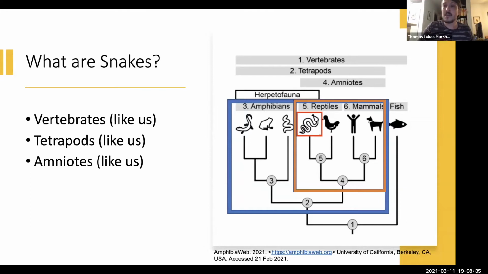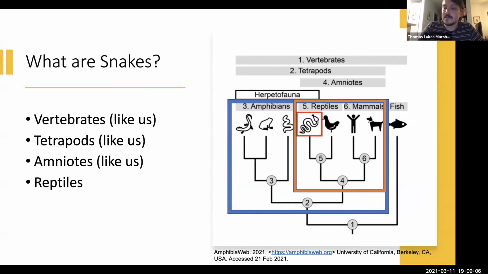So at this point, we diverged in our evolutionary history, and snakes are unique from mammals like humans in that they're reptiles, and they are related to other reptile groups like birds, which is kind of an interesting fact. We don't often think about birds as being reptiles, but in terms of what other organisms they're most closely related to, they are really reptiles.